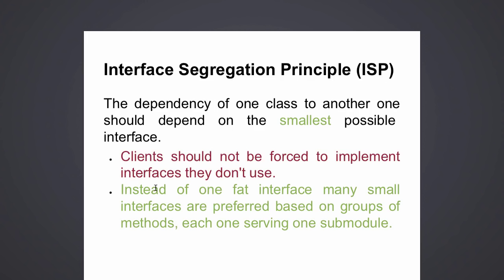The next one is the interface segregation principle. Basically, what it means is, any object-oriented programming has classes dependent on each other. The interface segregation principle says there should be as minimum dependency as possible between the classes, and those should be defined using the smallest possible interface.